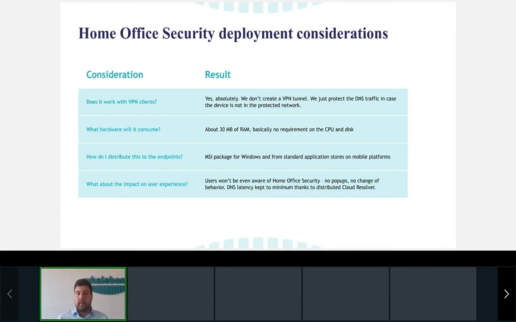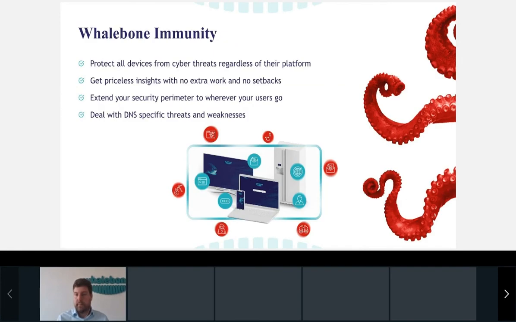Regarding the hardware requirements, it's about 30 megabytes of memory and basically no CPU, and this is because everything is happening in the cloud, not on the client itself. Regarding the distribution, you can just distribute MSI packages or the applications on the mobile platform from the application stores. And the impact on user experience, as mentioned, we have no negative feedback whatsoever regarding this, because for the user, it's completely transparent.